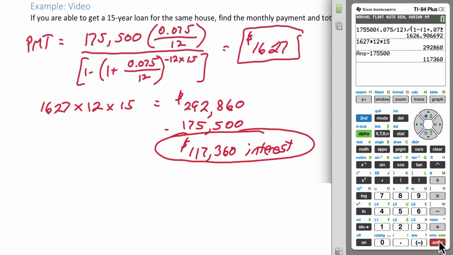So if you can manage to make a bigger monthly payment, $1,627 every month, and get the 15-year loan, you're paying significantly less interest as opposed to the 30-year loan.